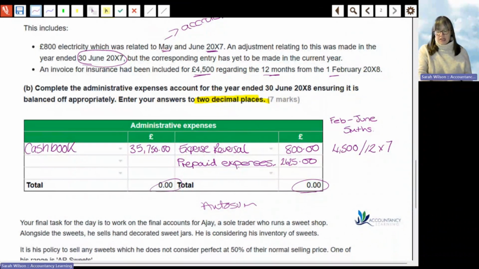Our next bit then is we need to make sure we balance off appropriately. So now, because it's a year end, we need to do a transfer to our statement of profit or loss. So we will balance it off in the usual way to get our transfer figure of £32,325. And then in the exam, you should see that these two figures balance.